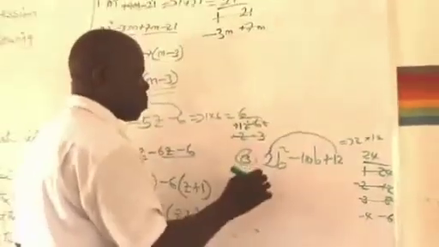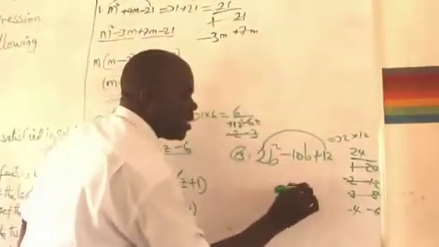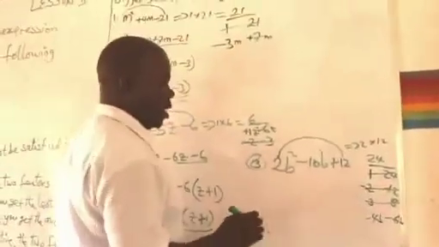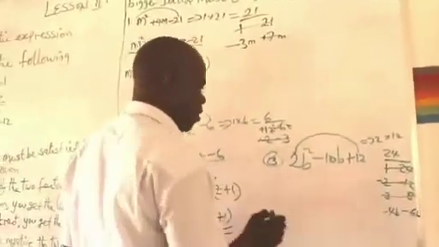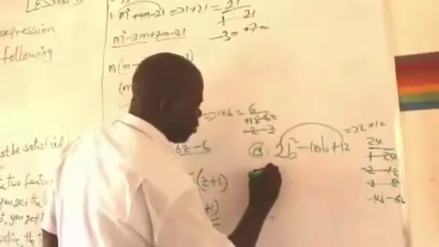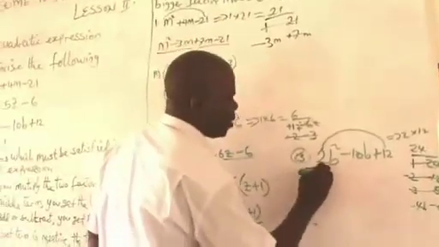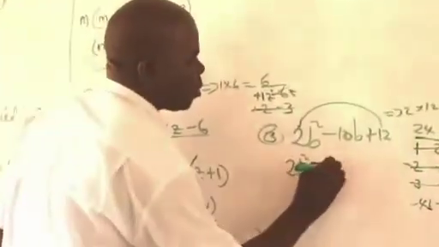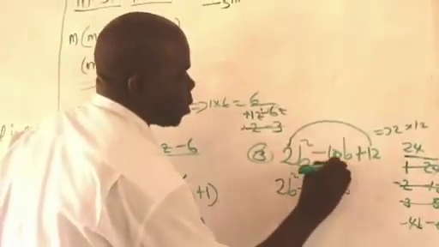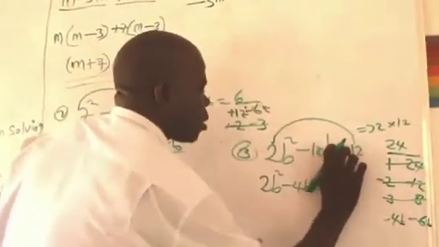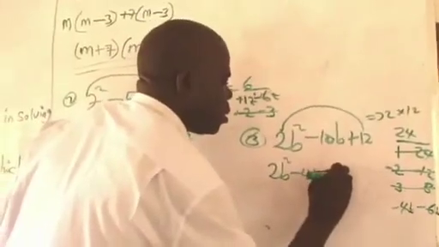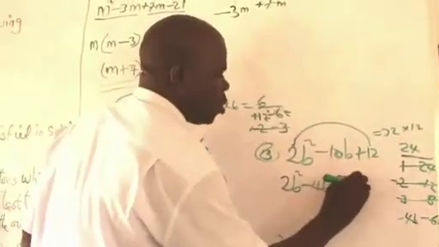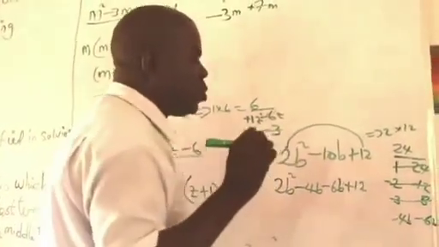We are going to replace our minus 10b with this set of factors, this one is b, and this one also is b. Instead of minus 10b, I'm going to write this set of factors. I have 2b square minus 4b minus 6b, then you bring down plus 12.